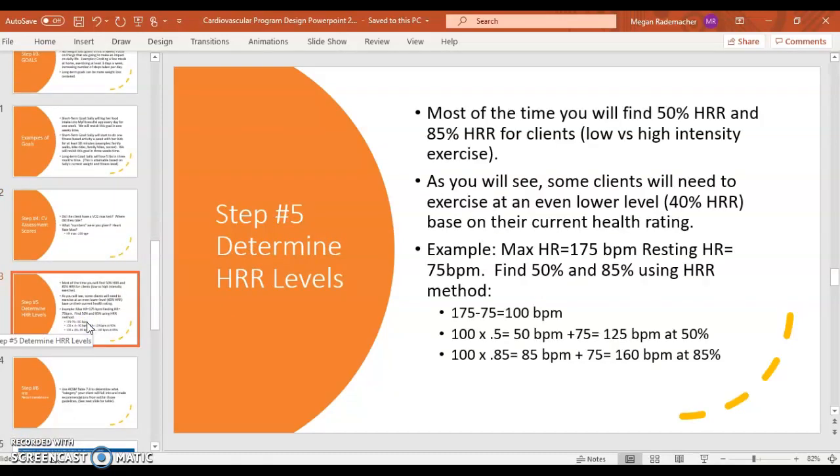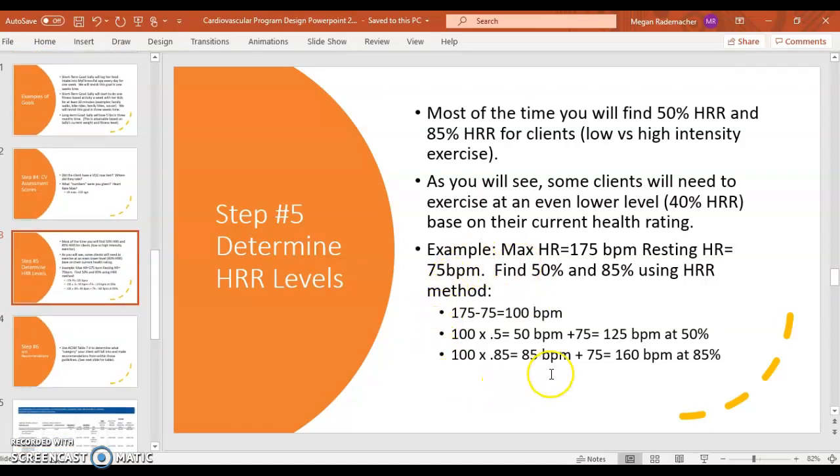Step number 5 is going to be determine their heart rate reserve levels. So most of the time we're going to start out finding 50% of heart rate reserve and 85% of heart rate reserve for clients. So that's going to be a low versus a high intensity exercise. As we design the client's specific program later in steps 6, 7, and 8, you will notice that we may change those heart rate intensities a little bit. But in general, we always start out finding that 50 and 85%.